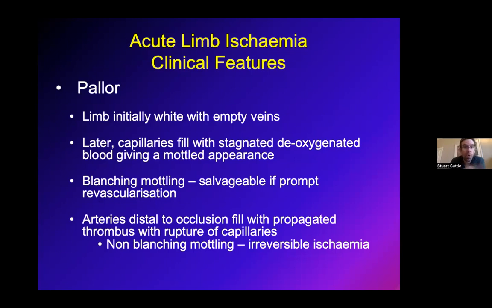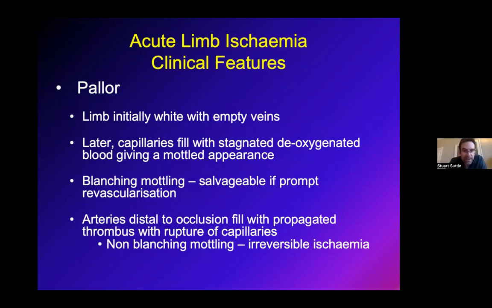The limb will go white initially, but over time it's going to fill with stagnated blood, deoxygenated blood in the capillaries, and it can give the limb a mottled appearance. It's like a purple-blue appearance. It's confluent. Initially, if you were to gently push on this area with your thumb, it will blanch, it will go white. But over time, this mottling becomes fixed. And these are some of the key things to get across when you're referring to vascular surgery.